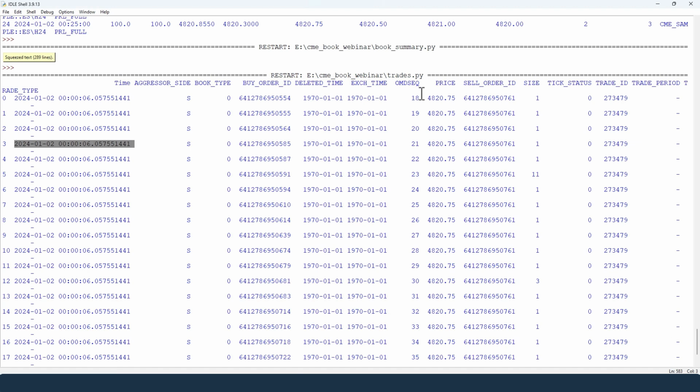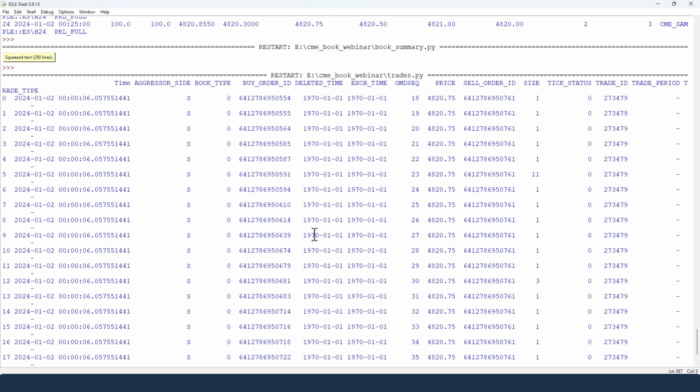In this case, we see a single aggressive side is sell. So we see a single aggressive sell order. It's all the same, executing at different buy orders. Now all of these have the same trade ID. So going down.